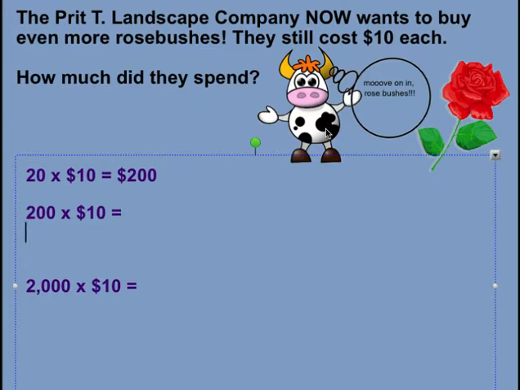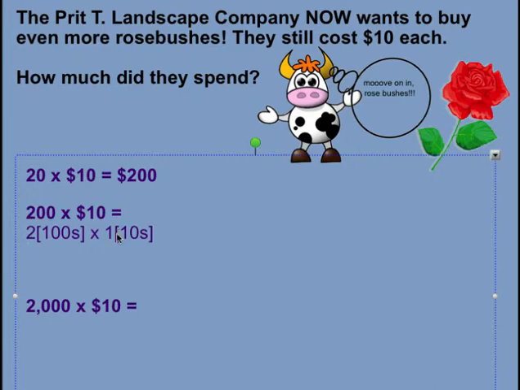I can solve this by using basic fact knowledge again. Starting off, I know that 200 is made up of two groups of 100s. And I'm going to multiply that by one group of 10s, because one group of 10s makes up 10. Let's use some basic multiplication facts to figure this out. 2 times 1 is equal to 2, and I also know that from before, 100 times 10 is equal to 1,000.